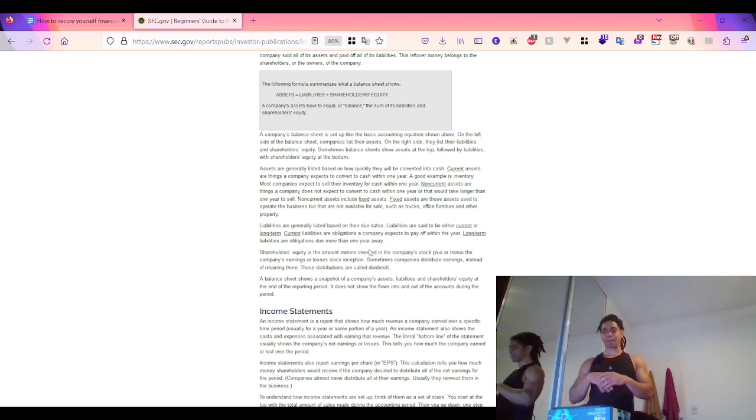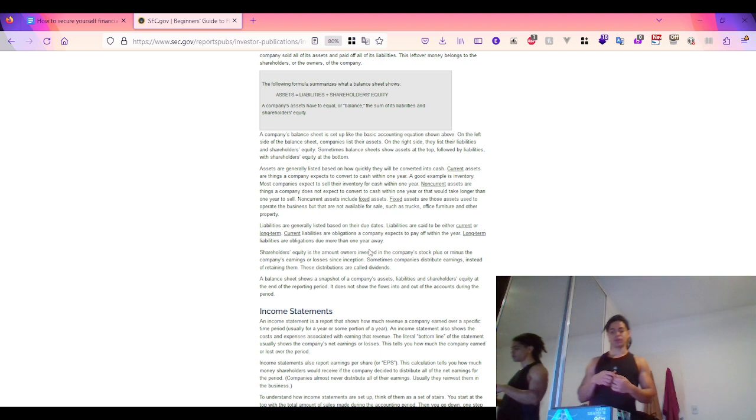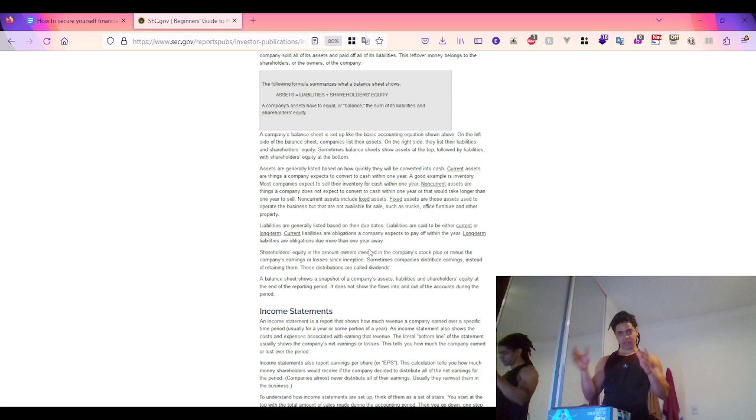And also, we look at the total amount of cash that was used or received from other operating activities.